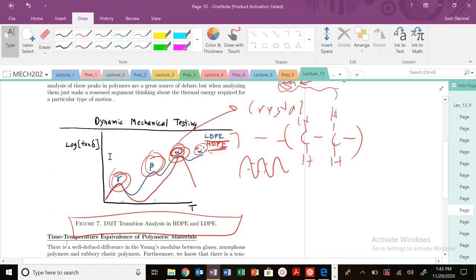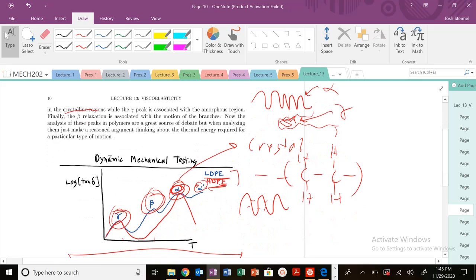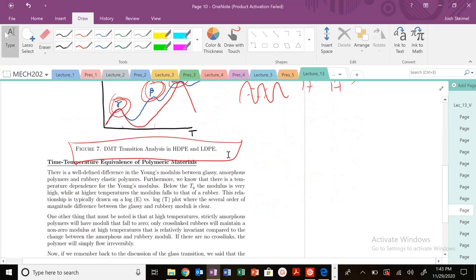You're definitely going to see it on your problem set 8 and also on your exam. But again, you just need to make a reasoned argument about the thermal energy required for a particular type of motion. So look at the structure, look at the peaks, look at where they fall in terms of temperature, and think about the motion that can be occurring there. So you will definitely see this on your exam.